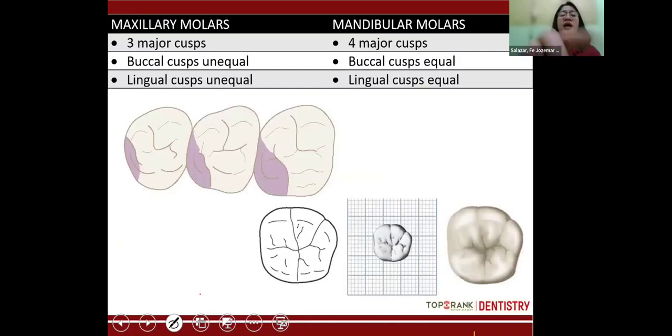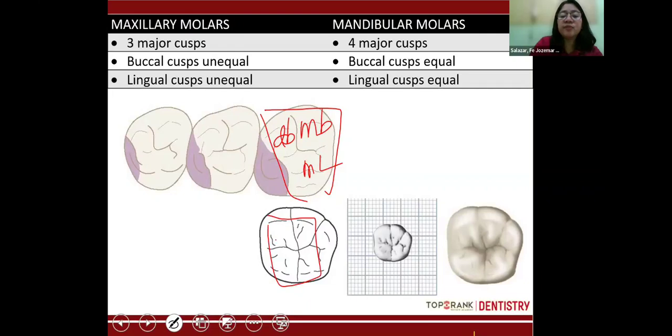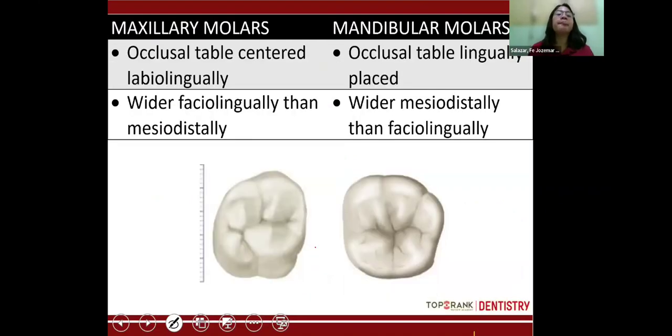It has 3 major cusps. Ano yung tatlong major cusp niya? Mesobuccal, distobuccal, mesolingual. Ang mandibular molars, 4 major cusps: mesobuccal, distobuccal, mesolingual, distolingual. On maxillary molars, the cusps, both buccally and lingually, are not equal. But on mandibular molars, the cusps are equal, buccally and lingually.